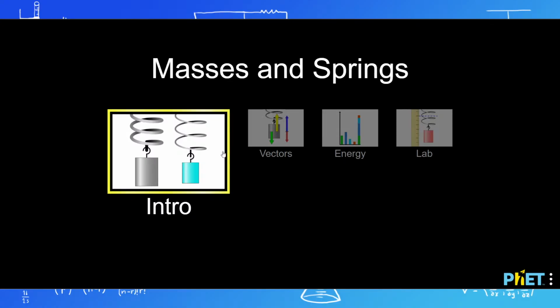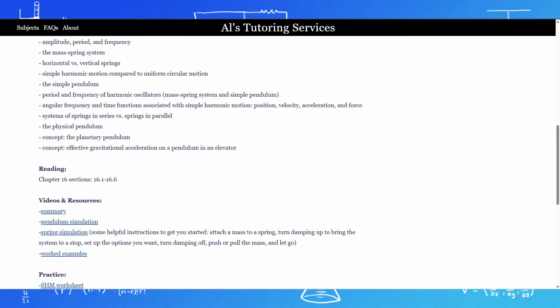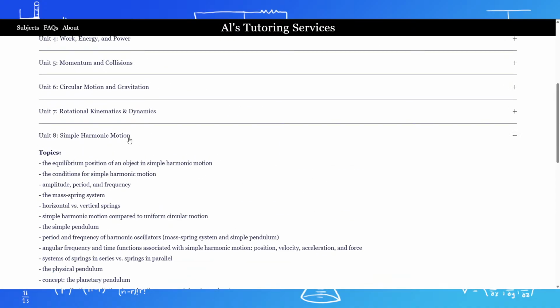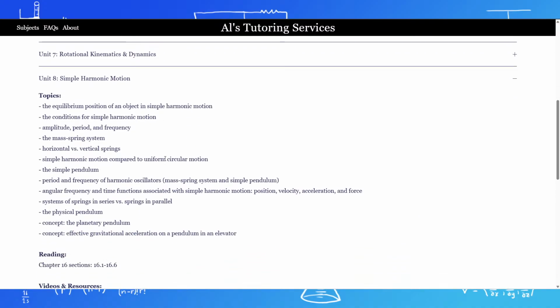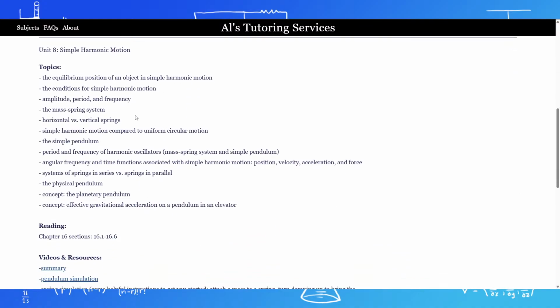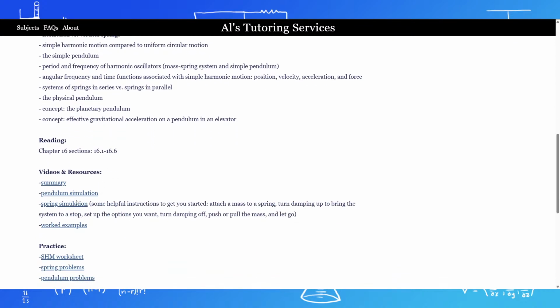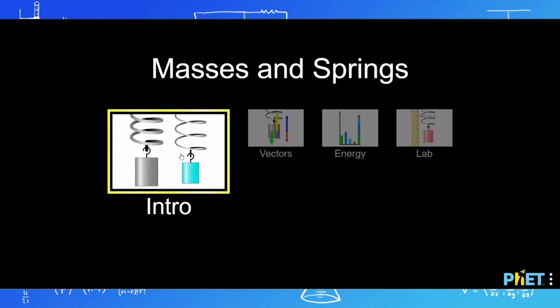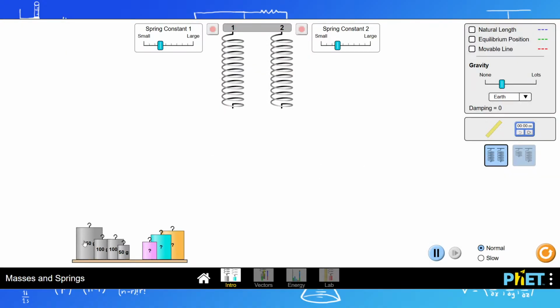The masses and springs simulation from PhET. I do have it linked in the course plan. So if you go to the course plan and you open simple harmonic motion, the course plan is linked in the description in case you don't know how to get to it. If you scroll down to Unit 8, Simple Harmonic Motion, and go down to the spring simulation over here, you should be good to go if you want to follow along. But yeah, I'll just open intro mode, and let's grab 250 grams and attach it here.